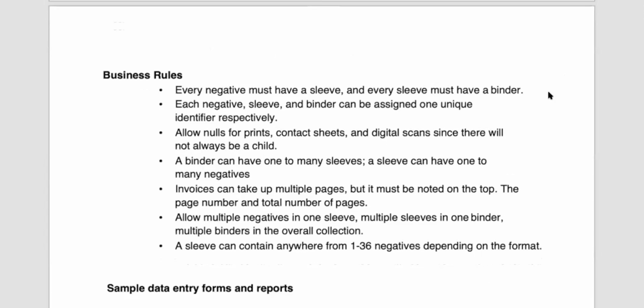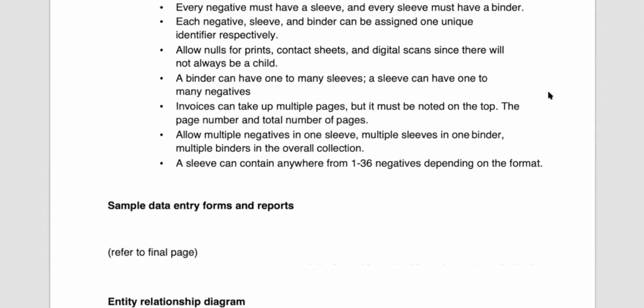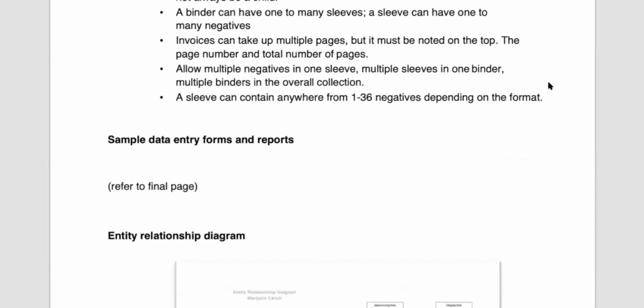And then some business rules. Every negative must have a sleeve. Every sleeve must have a binder. So everything has its home, basically. Each negative, sleeve, and binder can be assigned one unique identifier, respectively. And for the prints, contact sheets, and digital scans, nulls will be allowed because there isn't necessarily one for each object. There might not be a contact sheet for every single sleeve. So in this case, nulls would be appropriate.